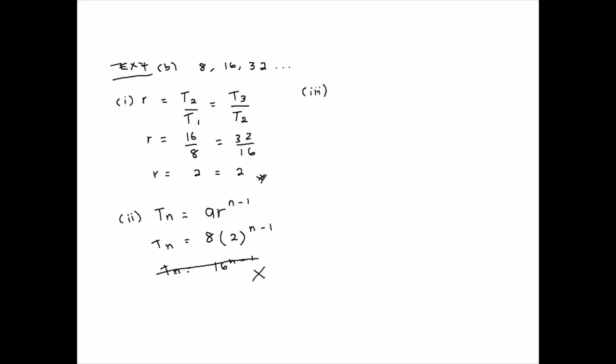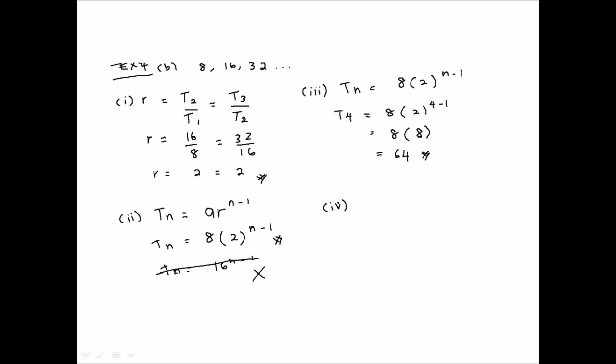Question 3. We want to find the fourth term. So from the formula, Tn equal 8, 2 power n minus 1, we want to find the fourth term. So T4 equal 8, 2 power 4 minus 1. So 4 minus 1 is 3. 2 power 3 equal 8. 8 multiplied by 8 equals 64. So that is the answer.